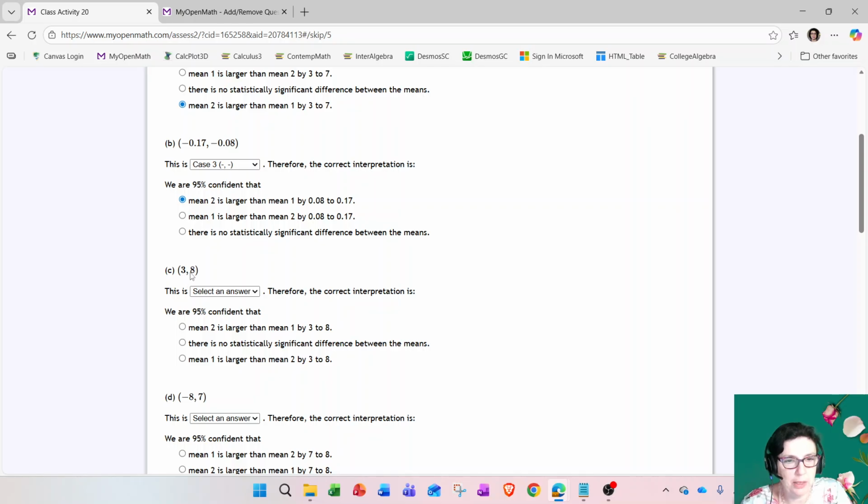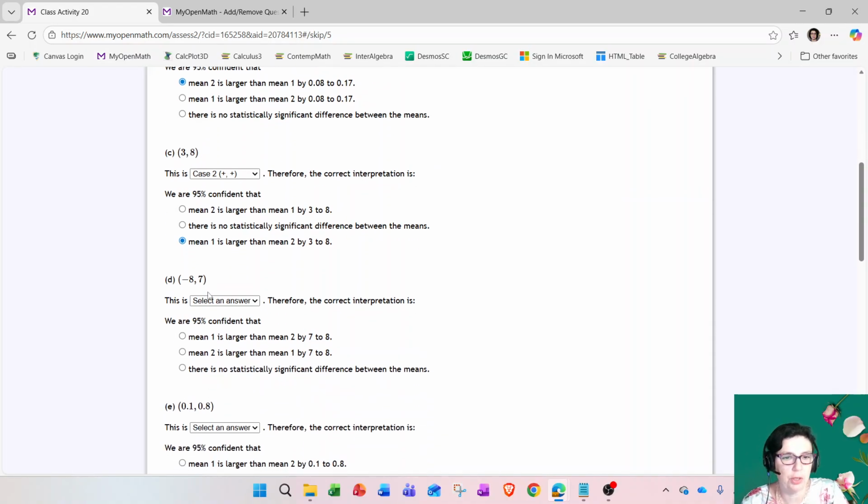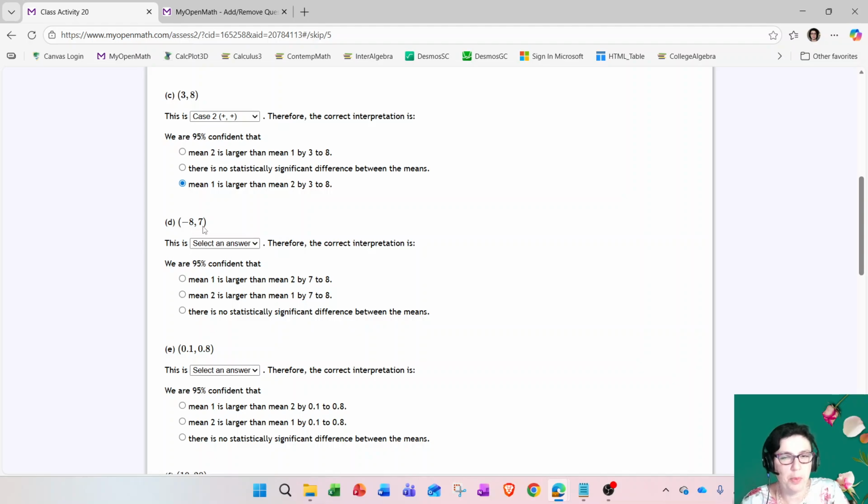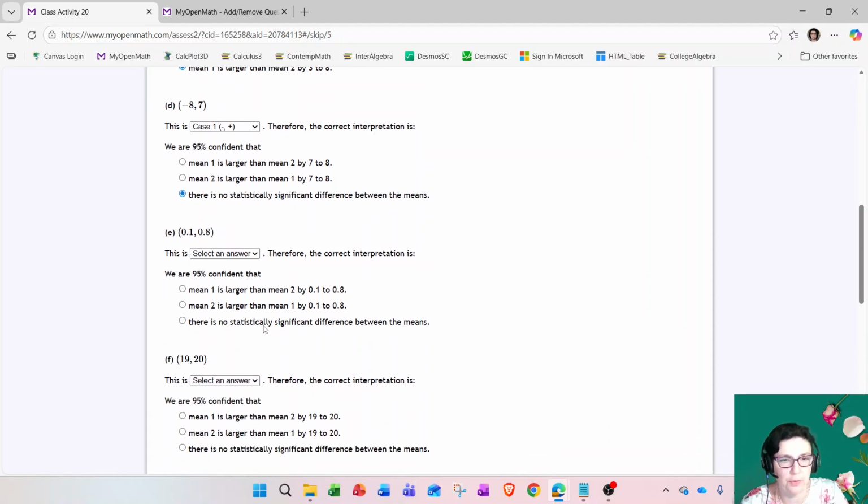Now this one is positive, positive. Both answers are positive. This is case 2, meaning that mean 1 is larger, right? Because if the difference between two numbers is positive, the first number is larger. Okay, this one is negative, positive. That means that there is no significant difference. This is case one. We do not know whether the difference is larger or smaller because part of it is negative, part is positive. So that's no significant difference.